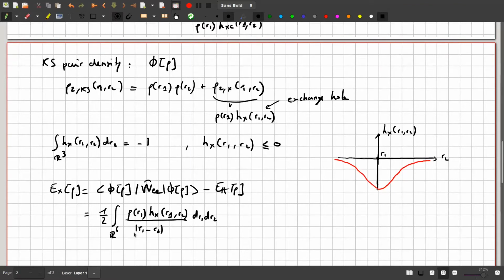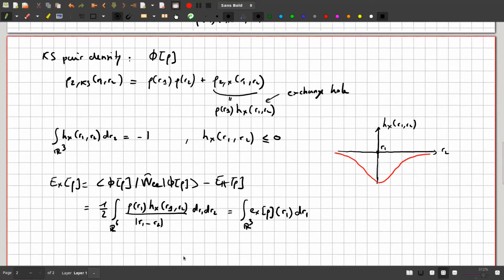So that gives you sort of a convenient expression for the exchange energy, and you can define what is called the exchange energy density as follows. So this you write it as the small ex, which is a functional of the density, but also a function of, let's say, R1, and you integrate over R1. Okay, and this quantity is defined, of course, by the integration of this over R2. So this is called the exchange energy density.